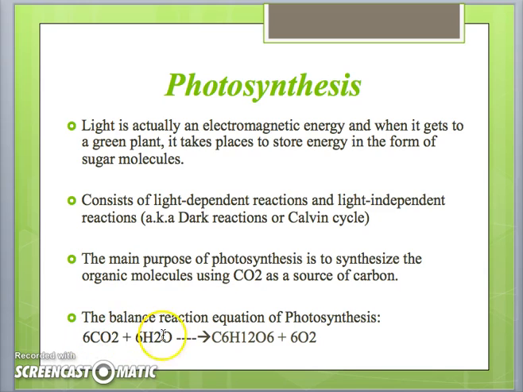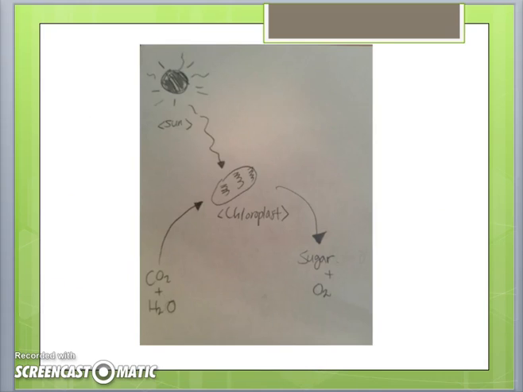The balanced reaction equation of photosynthesis is 6 carbon dioxide plus 6 water molecules yield C6H12O6, the sugar or glucose, and oxygen. Here's a big picture of what photosynthesis is like. The sunlight hits the chloroplast. The chloroplast makes the sugar and the oxygen from CO2 and water.